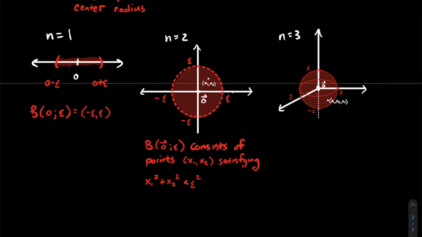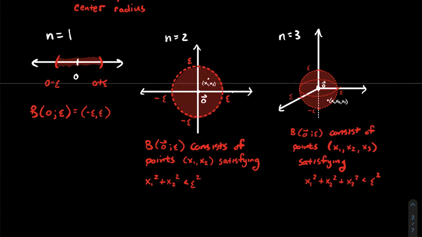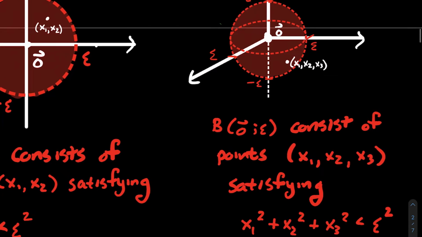And the last one that I want to look at is in space. In this case, this sphere is what I'll call a ball of radius epsilon centered at 0, 0, 0. That would be all the points satisfying x1 squared plus x2 squared plus x3 squared is less than epsilon squared. So you notice that that white point, if it's inside the sphere, means it satisfies that inequality down below.